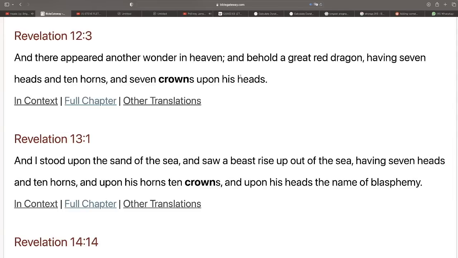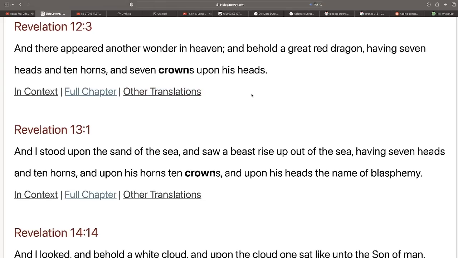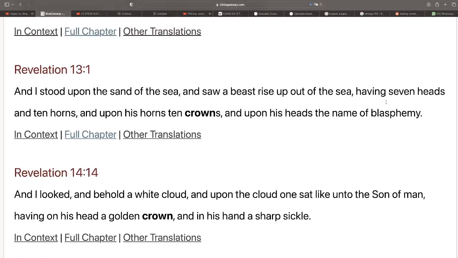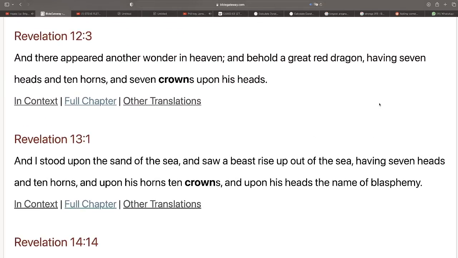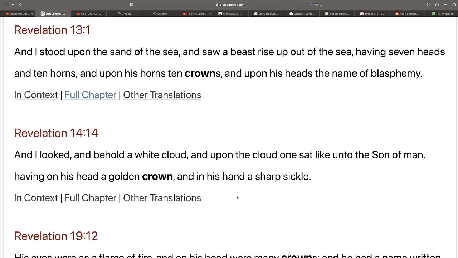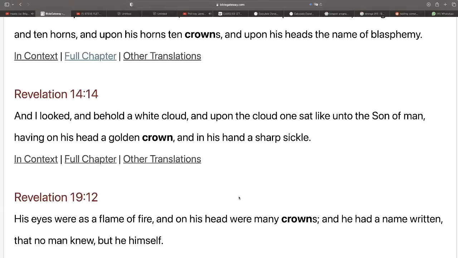There appeared another wonder in heaven. Behold, a great red dragon having 7 heads, 10 horns, and 7 crowns upon his heads. Okay. Revelation 13:1, I stood upon the sand of the sea, saw a beast rise up out of the sea, having 7 heads and 10 horns, and upon his horns 10 crowns. Upon his heads the name of blasphemy. Okay, so there's a theme here about the beast, about the dragon, about the Antichrist getting a crown. Okay, and this comet is coming through Corona Borealis, just before January 12th, just before its perihelion event.